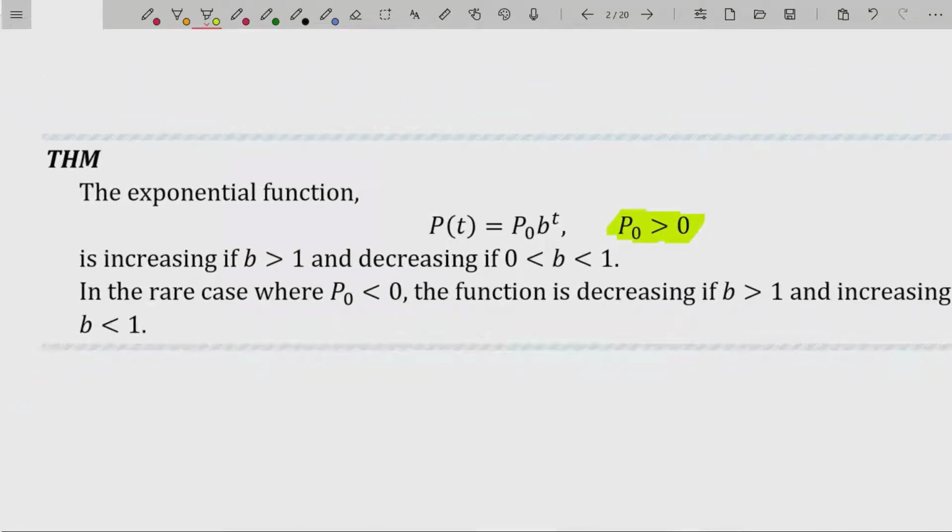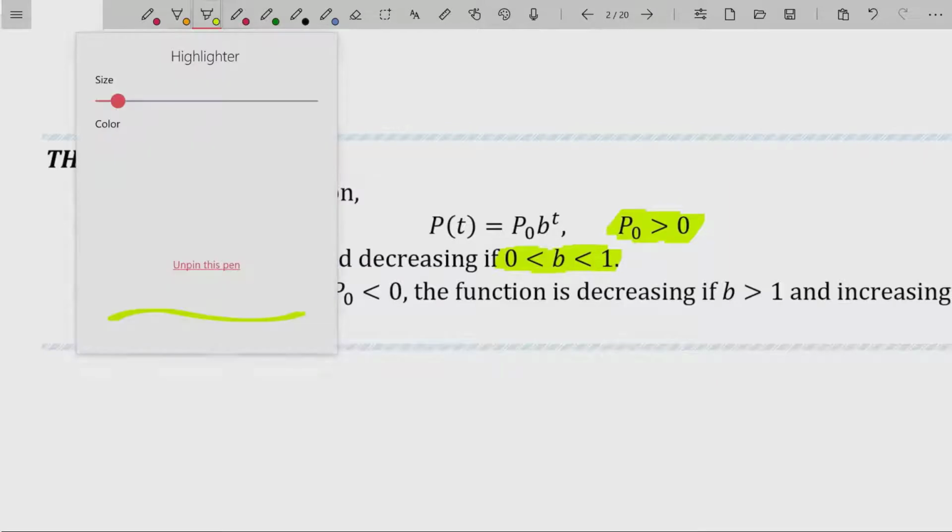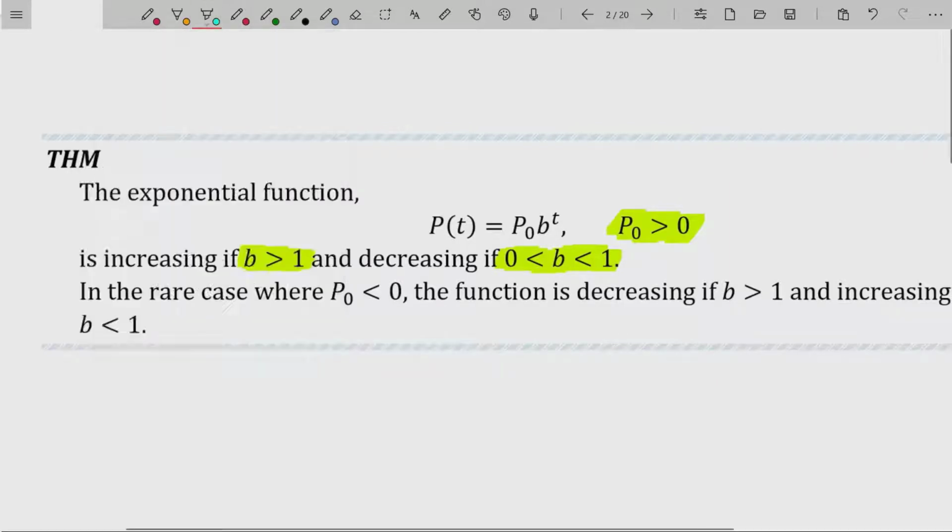Then if that's the case, that exponential function is increasing if the base is greater than 1, and decreasing if the base of the exponential is between 0 and 1. And before I get to the second sentence, which is dealing with when the initial population is negative, let's just draw out why we have an increasing population when the base is greater than 1.